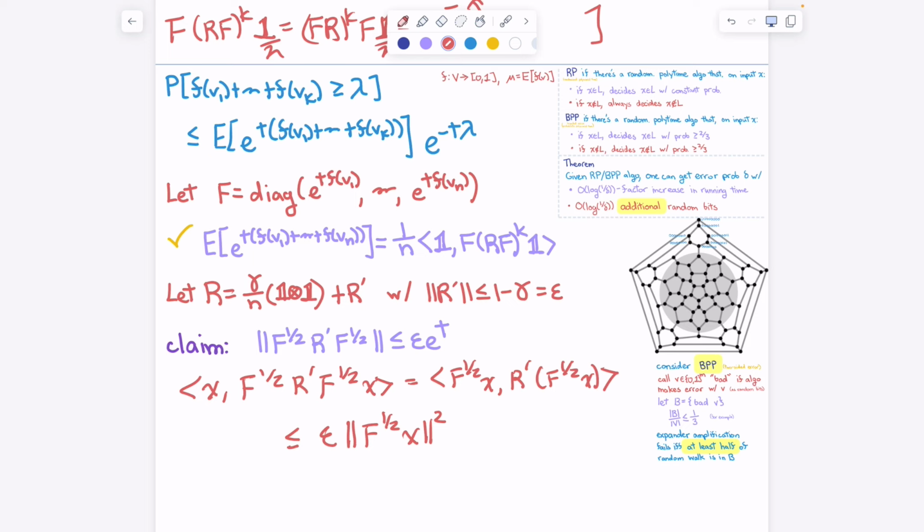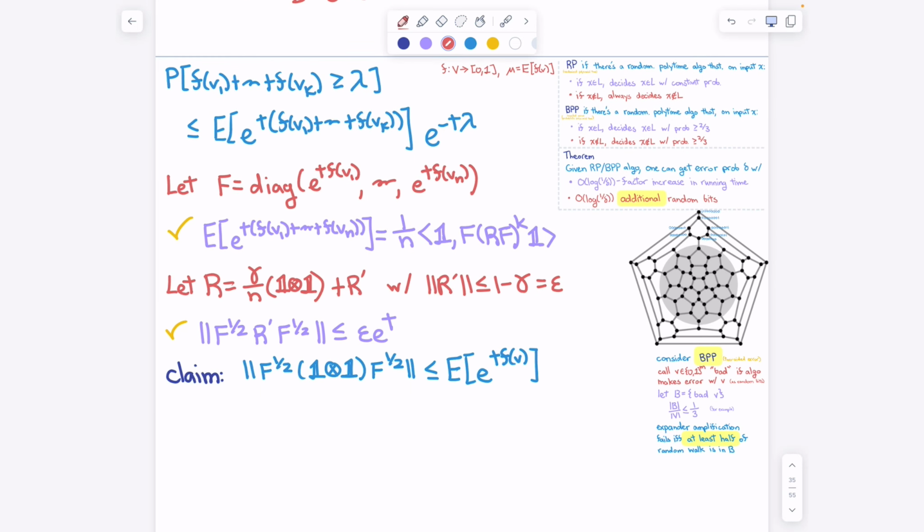And then f is a diagonal matrix where the entries are between e to the 0 and e to the t, because f of v is always between 0 and 1. So this is at most epsilon times x squared. The biggest eigenvalue of f to the 1/2 is really e to the t over 2, but it's squared, so that's where the t comes in. All right, so that's that. Nothing too special. Epsilon is just coming from the radius. E to the t is coming from the biggest entry in f. Okay, good, we're doing great.